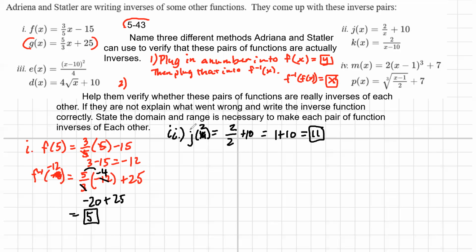So we get j of 2 is 11. So I'm going to plug in 11 into here, and I should get 2 back, right? Should reverse. That's what inverses do. So k of 11, which is the inverse of j, is going to be 2 divided by 11 minus 10. So you do the 11 minus 10 part first, which is 1. So we get 2, and that's what we started with.